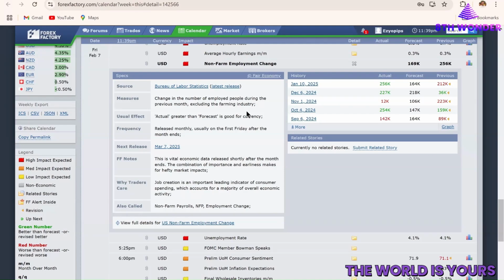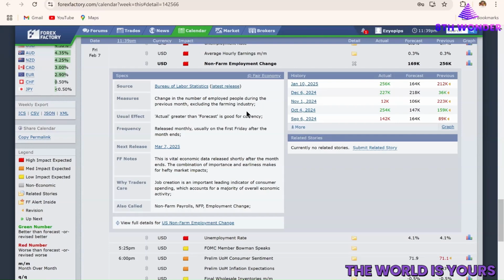On the contrary, if the news comes out negative, like the employment has reduced in number, like people who are employed outside the agriculture field have reduced in number, it means the economy of the country is not doing so well. So it means we are going to see a sell in USD during that NFP day.